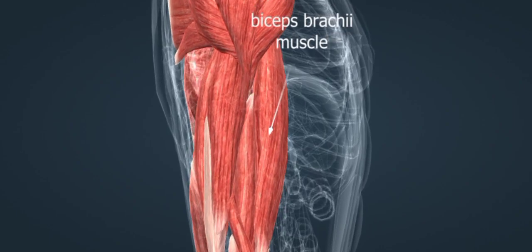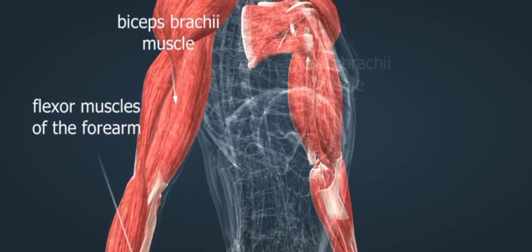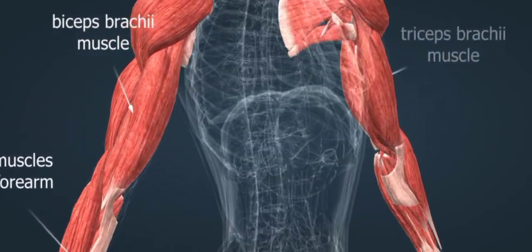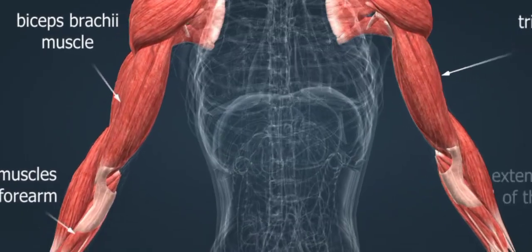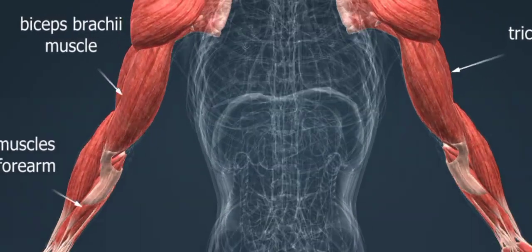The biceps brachii has two heads: the short head, which originates from the scapula, and the long head, which runs through the shoulder joint and attaches to the scapula.